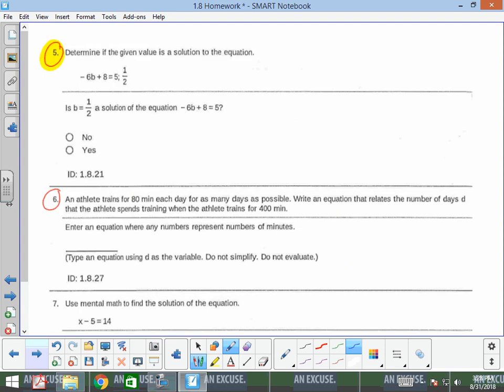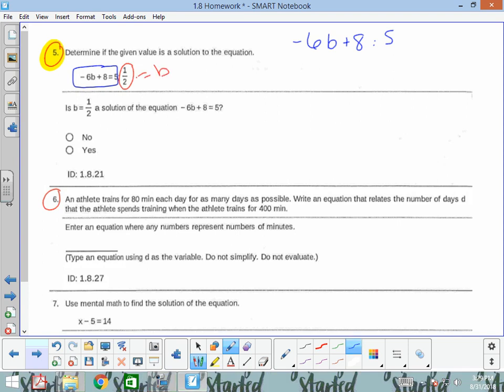All right, number 5, determine if the given value is a solution to the equation. Again, this is our equation, negative 6b plus 8 equals 5. And this time they have a little semicolon and they tell us 1/2. That 1/2 is going in for b. So negative 6 times 1/2 plus 8 equals 5. Now with multiplication of a whole number and a fraction, you are multiplying the whole number over 1. Yeah, it's negative 6 over 1 times 1/2.